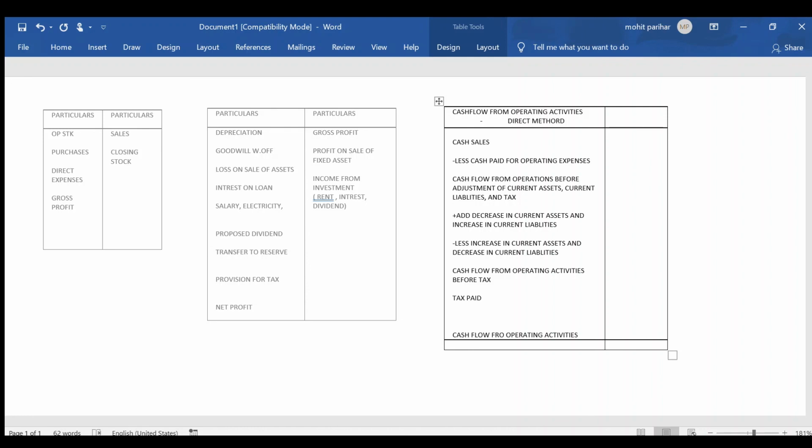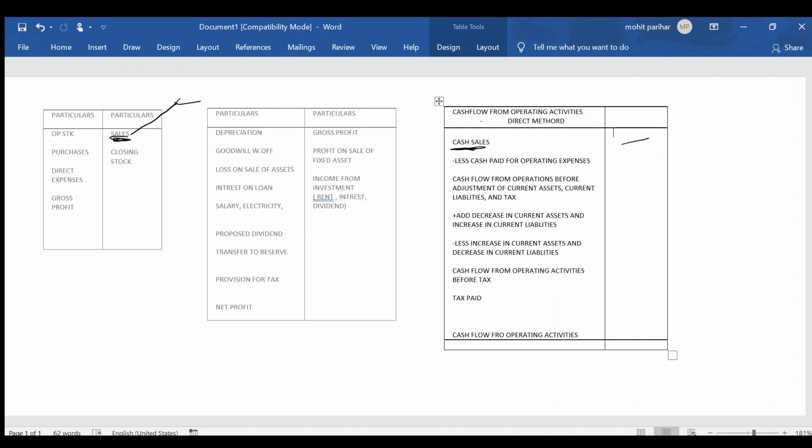Now, how do we find out cash flow from operating activities in the direct method? First we write here the cash sales. Cash sales are sales which are made in cash rather than credit. You know, sales are of two types, cash and credit, and we have to write here only cash sales.